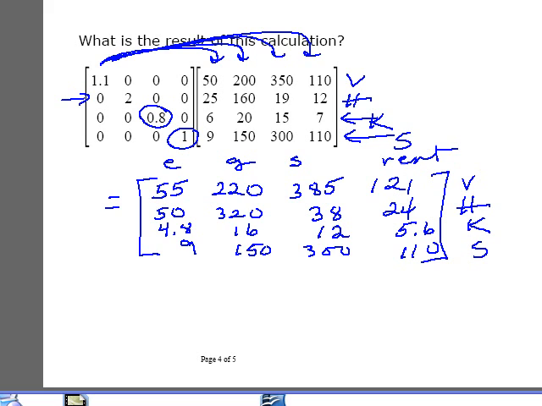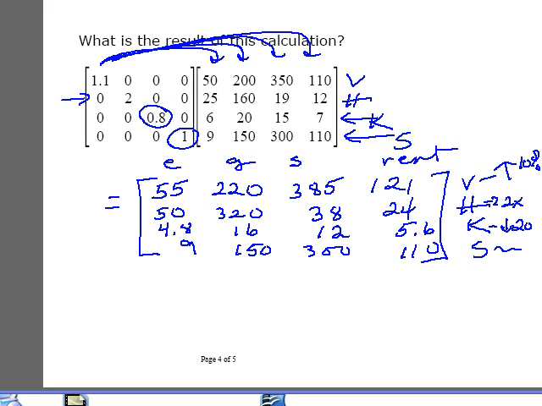What happened was that all the costs at Valdez increased by 10%. All the costs at Homer doubled. All the costs at Kenai went down by 20%. And the cost at Sterling stayed the same.